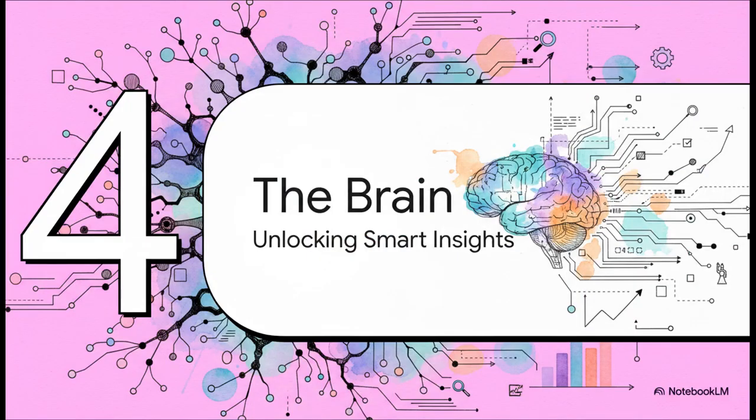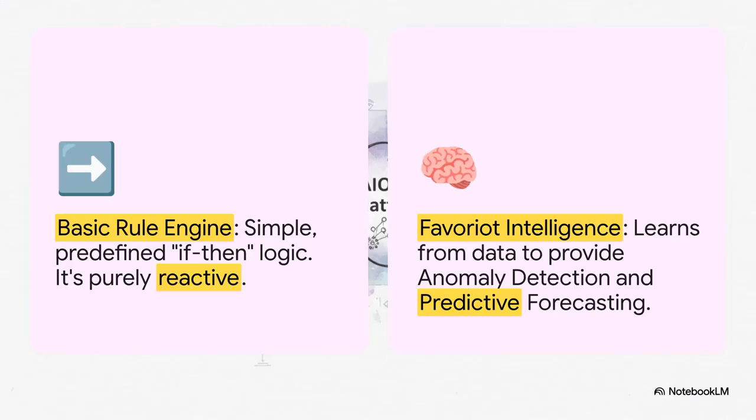Okay, with all our data neatly organized, we can now move to the most exciting part, the brain. This is the machine learning layer, and this is where we go from simply collecting data to actually learning from it, and even predicting the future. Now, what's really interesting here is the massive leap this represents. A basic rule engine is just reactive. If this happens, then do that. But Favoriot Intelligence is predictive. It learns the normal patterns in your data so it can spot anomalies, things that look weird, and it can even forecast future values. It's the difference between a simple fire alarm and a sophisticated early warning system.